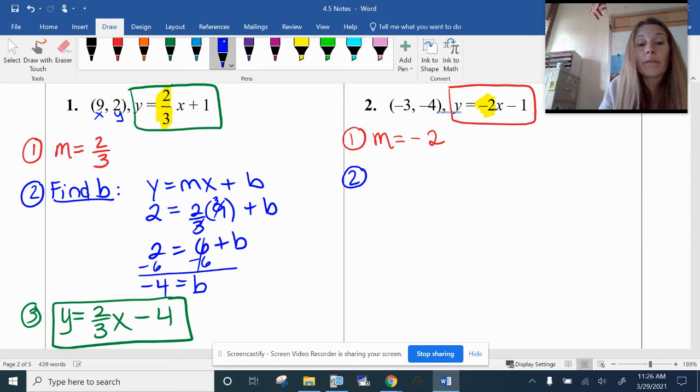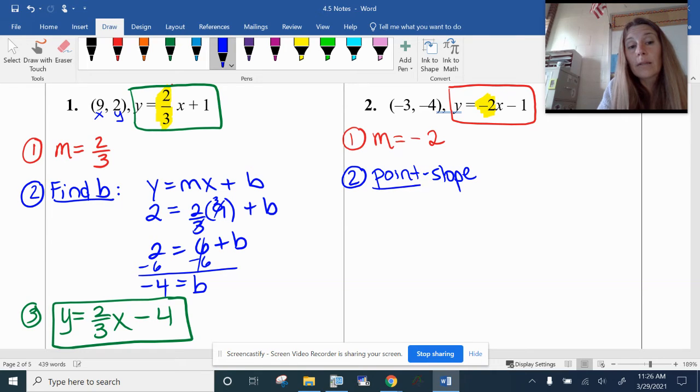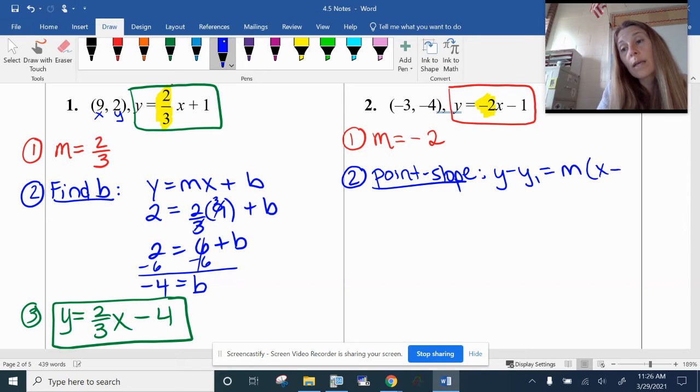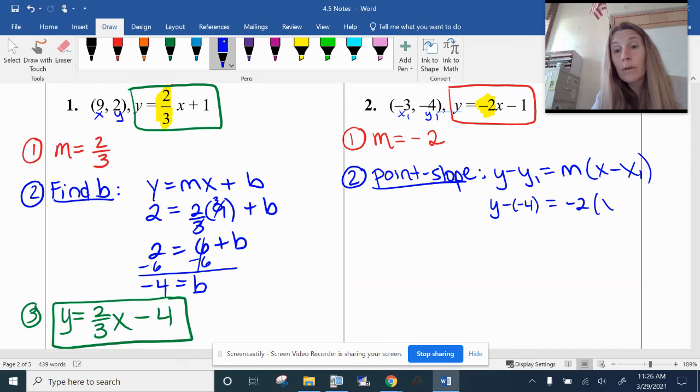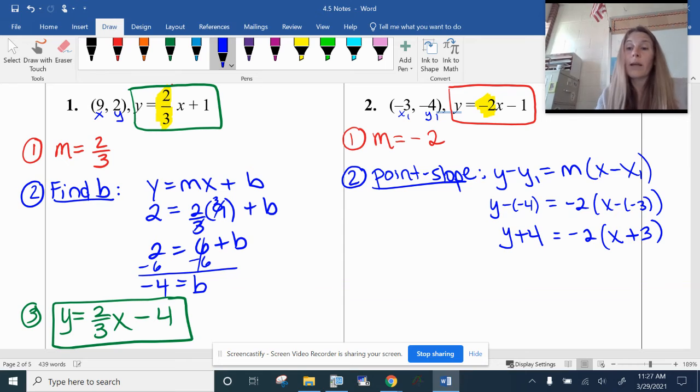Now this time, in order for me to get to that equation, instead of finding the b, I'm just going to plug into point slope form, just as a different option. And remember, point slope is y minus y1 equals m times x minus x1. Now, because my x1 and my y1 are both negatives, when I subtract those negatives, it's going to have to change to a positive, just to keep that in mind. So when I'm subtracting that -4, it's really y plus 4. And then over here, subtracting that -3 is really a plus 3.